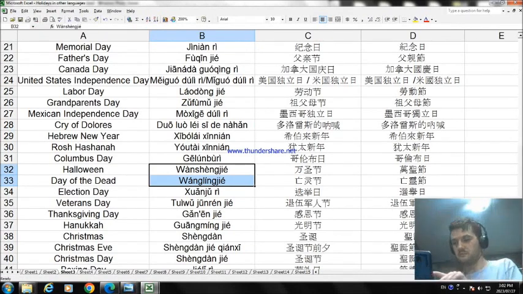So here's the Day of the Dead. Okay, so Wang Ling Jie. It's how to say the Day of the Dead in Mandarin. I'm probably not saying the right tone, but I'm trying to say it the best I can.